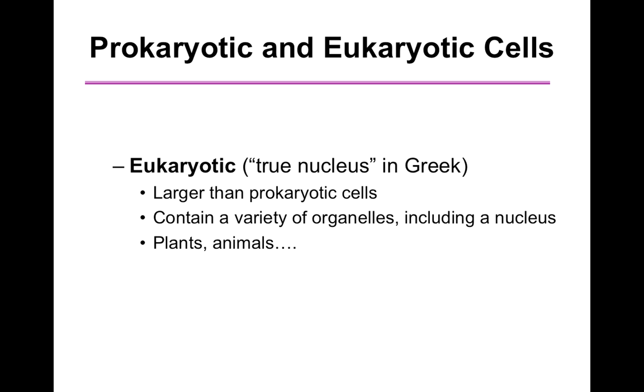Eukaryotic means true nucleus in Greek. These cells are larger than prokaryotic cells and contain a variety of organelles, including a nucleus. Plants and animals, for example, like the stomach, are all eukaryotic.